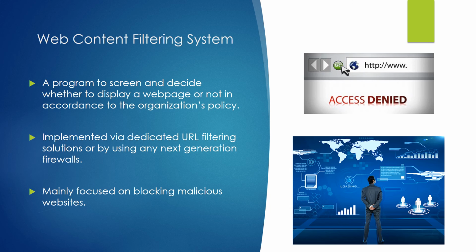A web content filtering system is a program to screen and decide whether to display a web page or not in accordance with the organization's policy. It can be implemented in two ways, either by using a solution dedicated to URL filtering or by using any next generation firewall in the perimeter, which offers URL filtering as one of its security features.